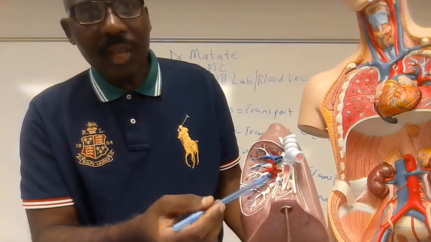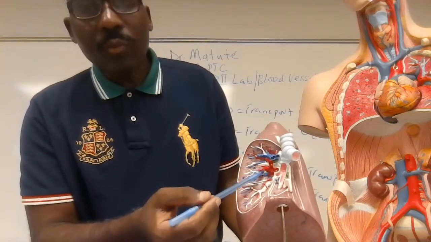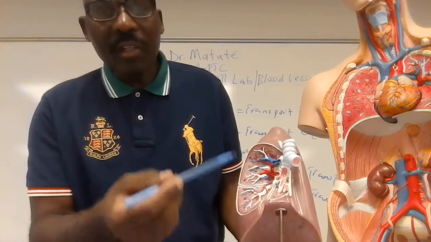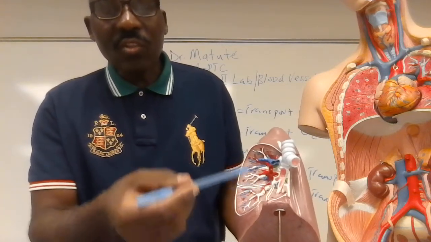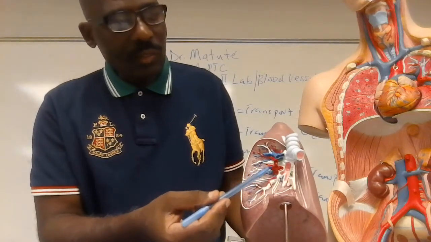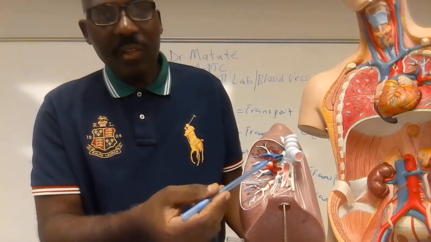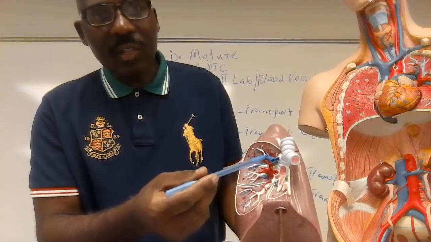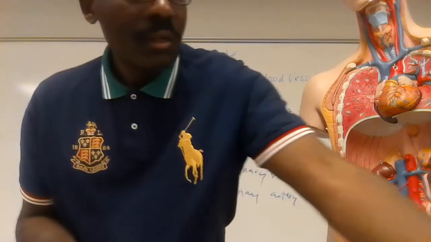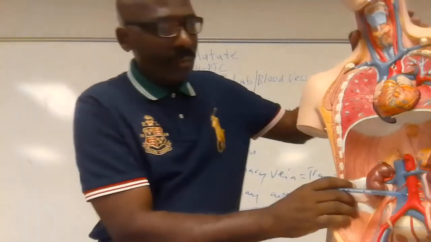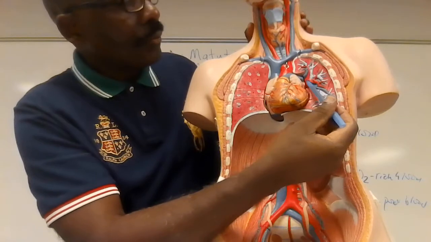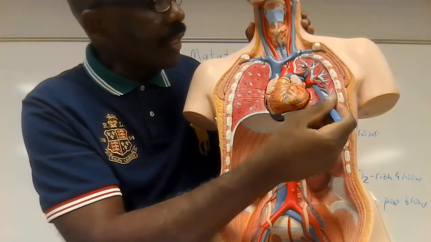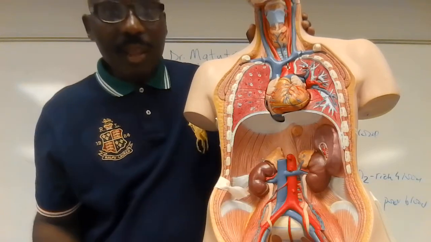Remember, we said that when it comes to the vessels that go to the lungs, when we put pulmonary in front, it reverses the function. So this is the pulmonary vein, it transports oxygen-rich blood, and this is the pulmonary artery, it transports oxygen-poor blood. We can see that here in this larger model as well. So this will be the pulmonary vein right here. These are going to be the pulmonary arteries right there.